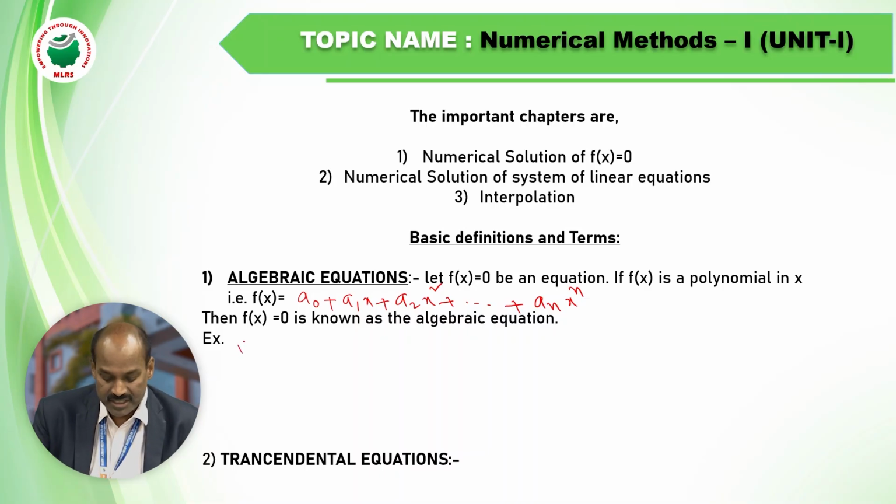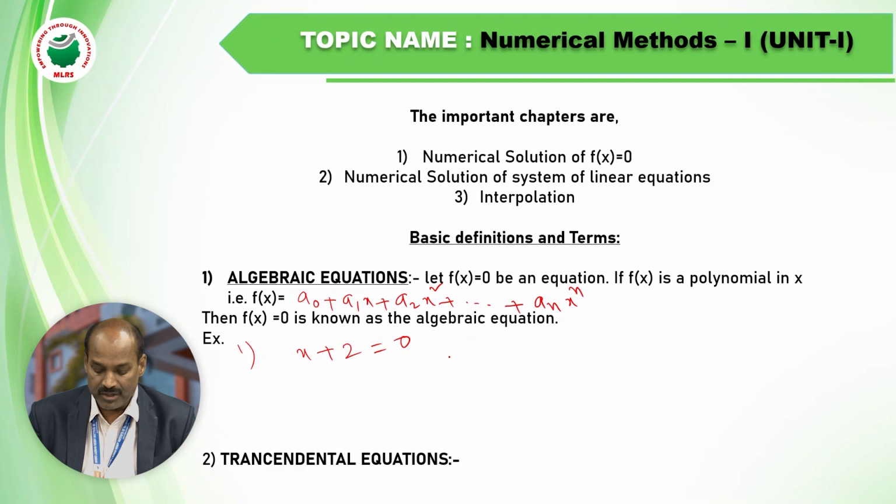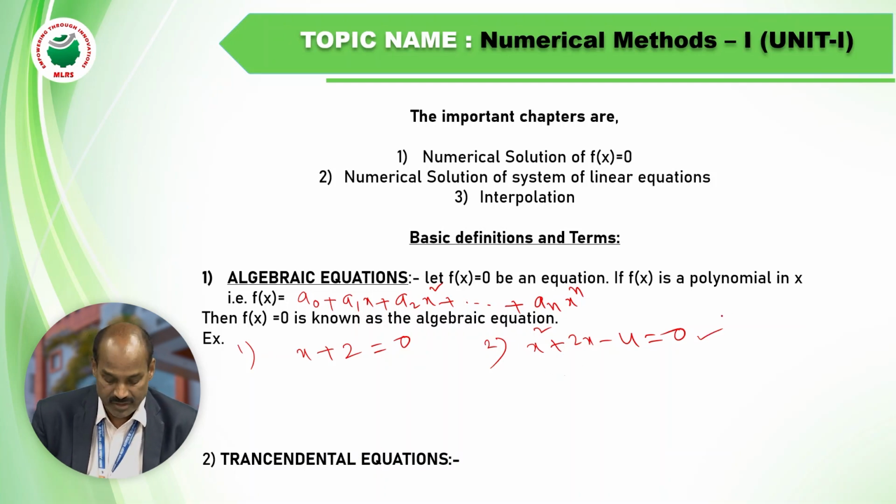For example, you see this example, x plus 2 equals 0. Now it is an equation because it has an equal symbol, and it is a linear polynomial. Here degree of x is 1, therefore it is a first degree polynomial, therefore it is an algebraic equation. Similarly, second example, x square plus 2x minus 4 equals 0. Now this is also an equation, but here f of x is a second degree polynomial, a quadratic equation. It is also one example for the algebraic equation.